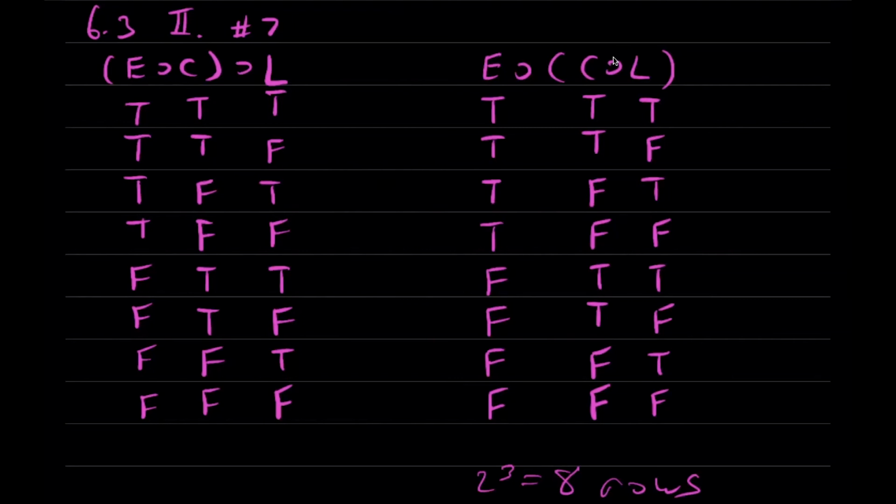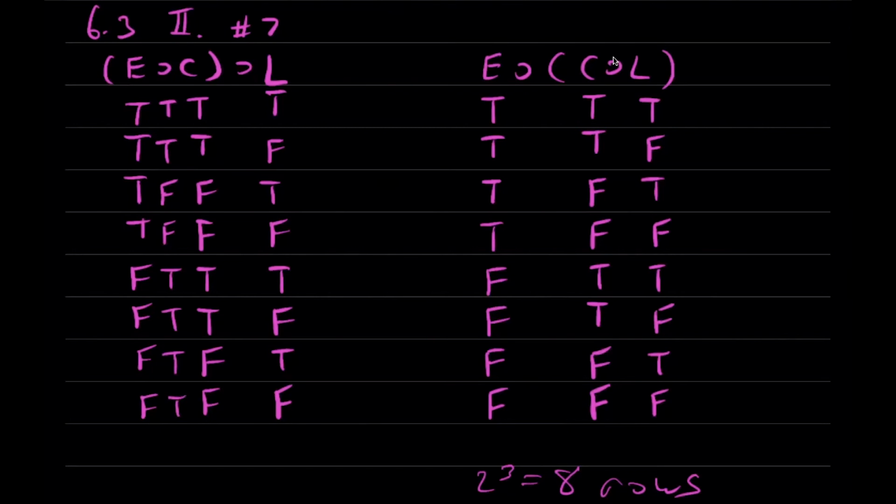So in this first statement, we've got a conditional inside parentheses. E implies C. Remember, a conditional is only false when you have a true antecedent and a false consequent. So let's run down the list here. True implies true. That's true. True implies true. That's true. True implies false is false. True implies false is false. False implies true is true. False implies true is true. False implies false is true. And false implies false is true.